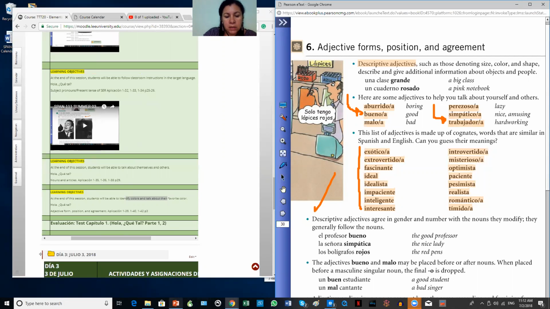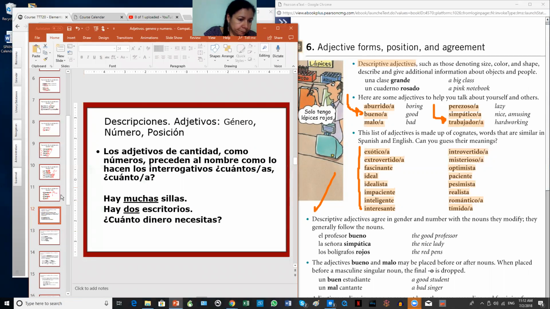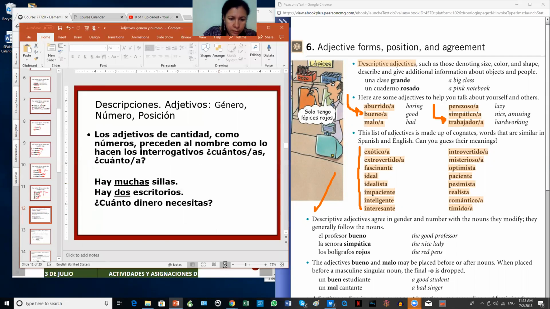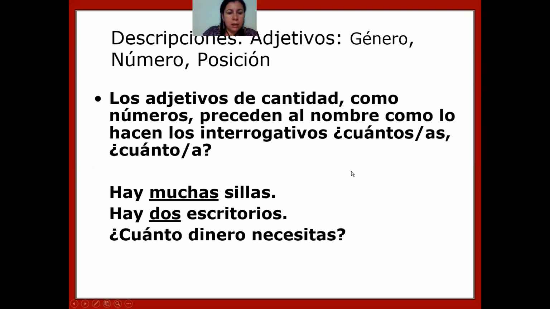So let me open this file that I have here for you. And let me start talking about adjectives. Adjectives describe nouns in size, color, shape, in amount, in quantity, see? And depending on that, they go either before or after the noun or both. So let's pay attention to that. Let's begin with quantity adjectives.